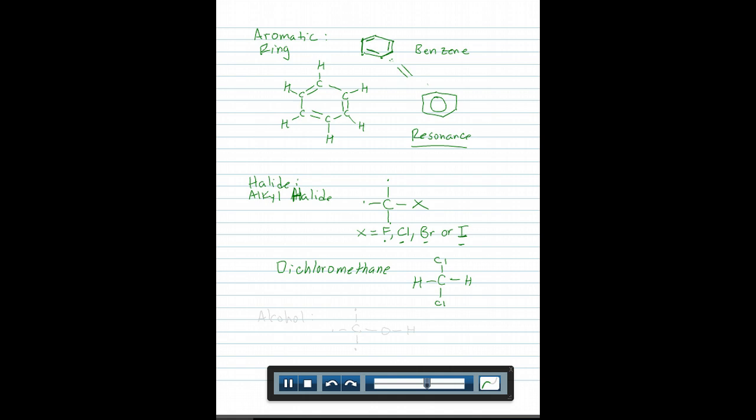Right. The next functional group is an alcohol. This is a very common one. So the alcohol functional group, as I showed you earlier, is a carbon with an oxygen and a hydrogen. And at these spots right here, again, you can have other carbons or hydrogens. I showed you ethanol as the one example. But there's all types of alcohols.